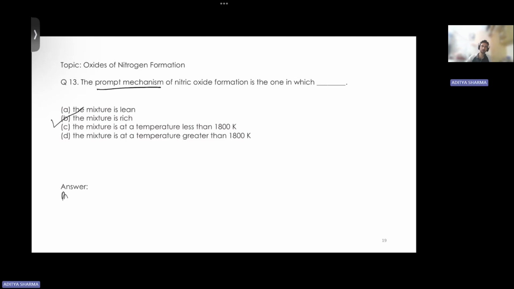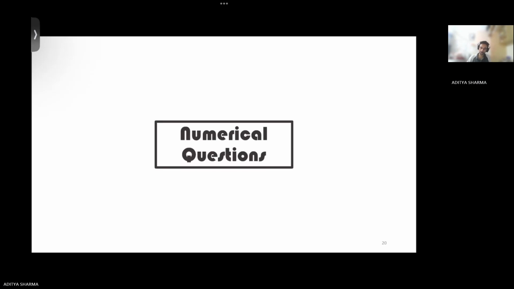And these were your conceptual questions. Now we will see two numerical questions. So let's see the numerical questions now.